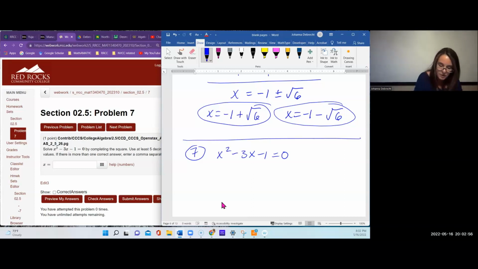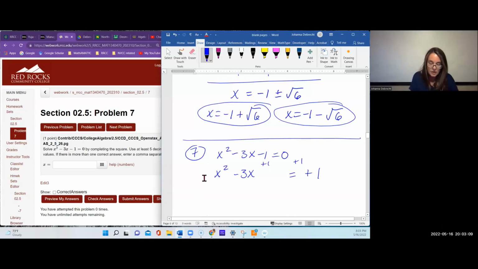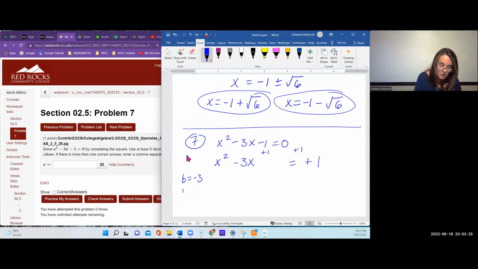In this particular problem, we're going to isolate the variable squared and the variable term, and we're going to move the 1 to the other side of the equation to prepare ourselves for completing the square. To complete the square, when we have the coefficient of x squared as a positive 1 on the left side, then we take the middle term's number coefficient and we write that number down. That becomes our new b, and then we take that number and we find half of it.